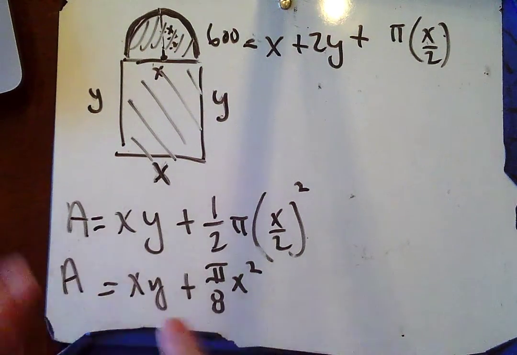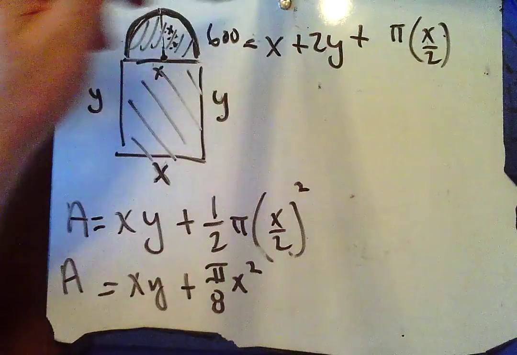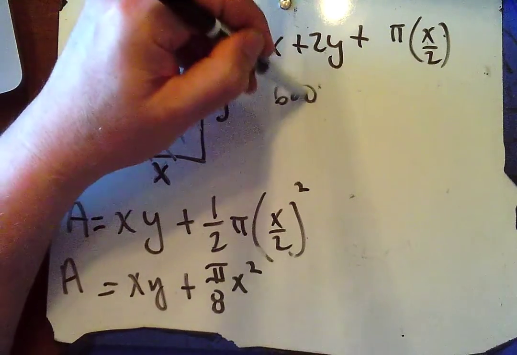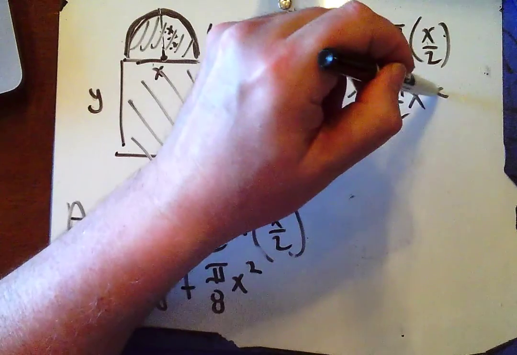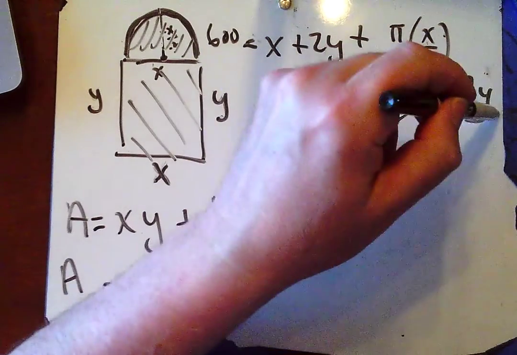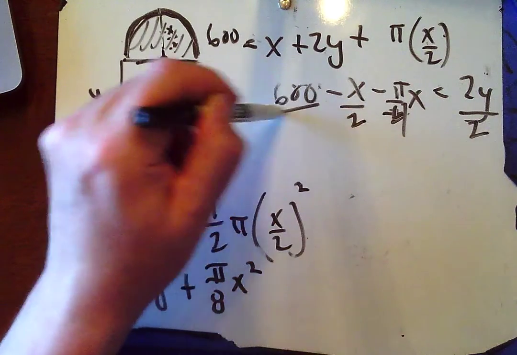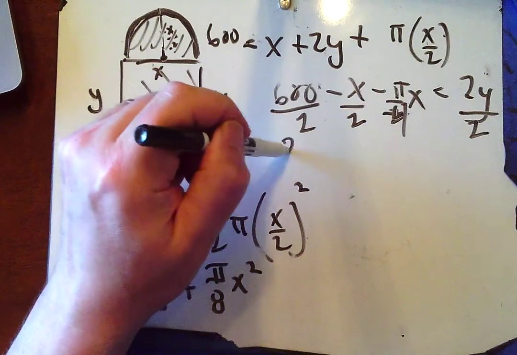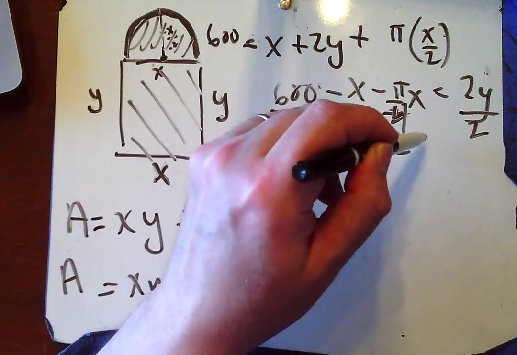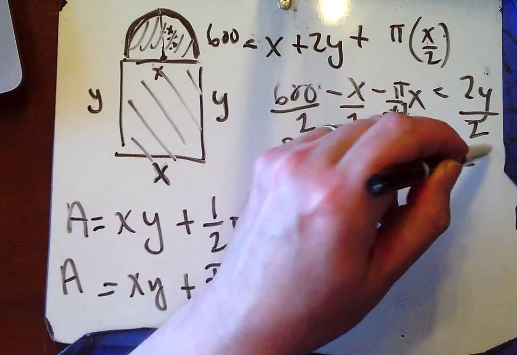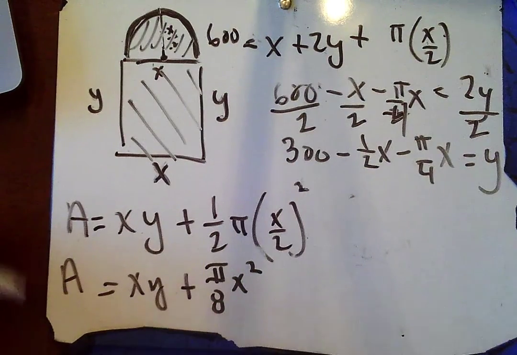Still got a y here. Got some x's, that's good, but I got a y and I got to get rid of the y, so I'm using this helping equation. 600 minus x minus pi over 2x equals 2y. And if we divide everywhere by 2, this will be a 4, this will be a 2, and that'll be a 300. 300 minus 1/2 x minus pi over 4x equals y. And so that's what I want to put in here.